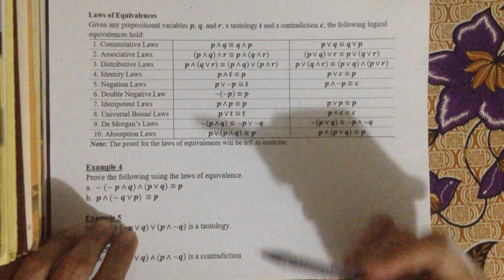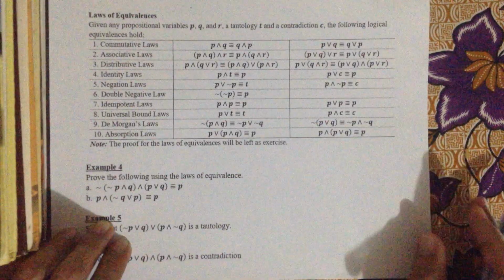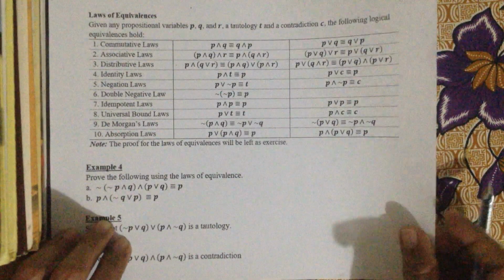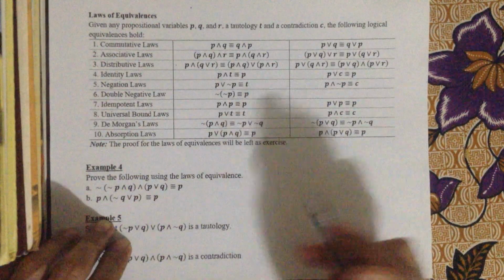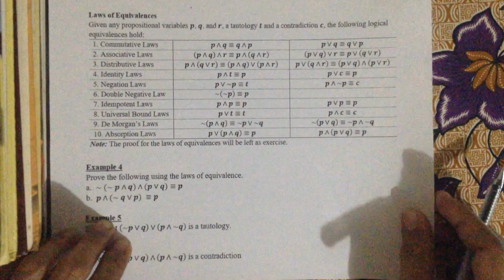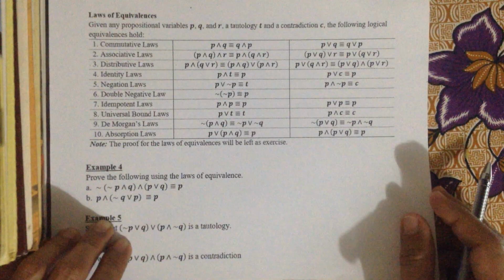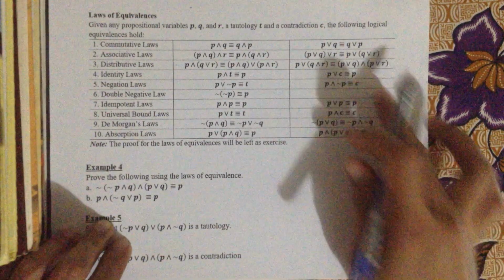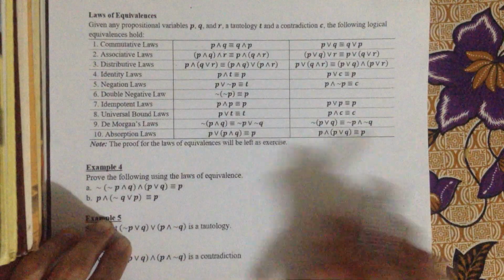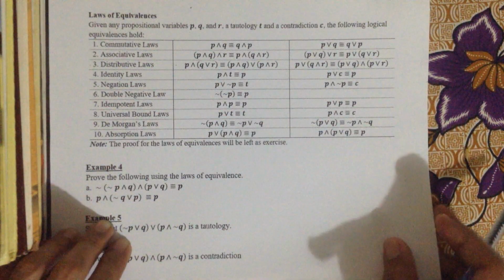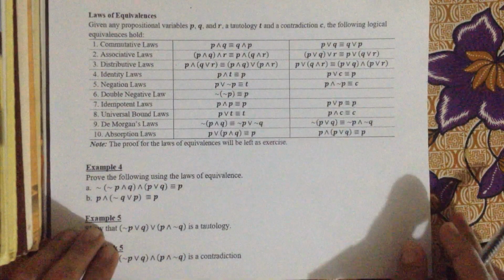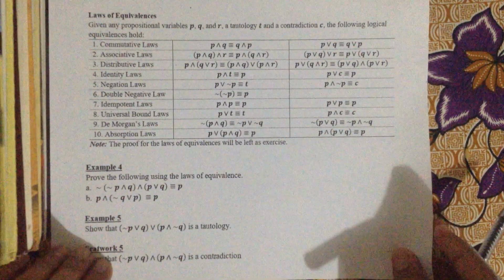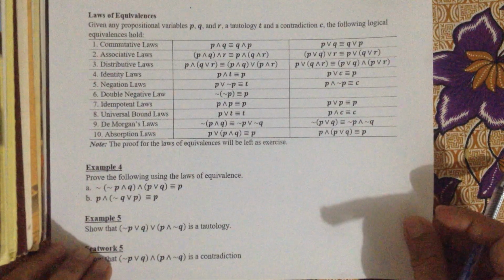Now, let's illustrate the usage of the laws of equivalence. There is an alternative method. This is an alternative method of proving that two statements are equivalent by using the known laws of equivalence without using the truth table. You can also use this to show that a statement is a tautology or a contradiction without using a truth table.